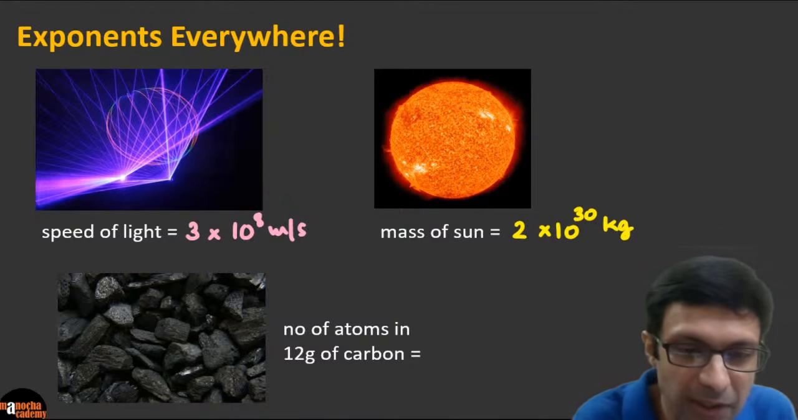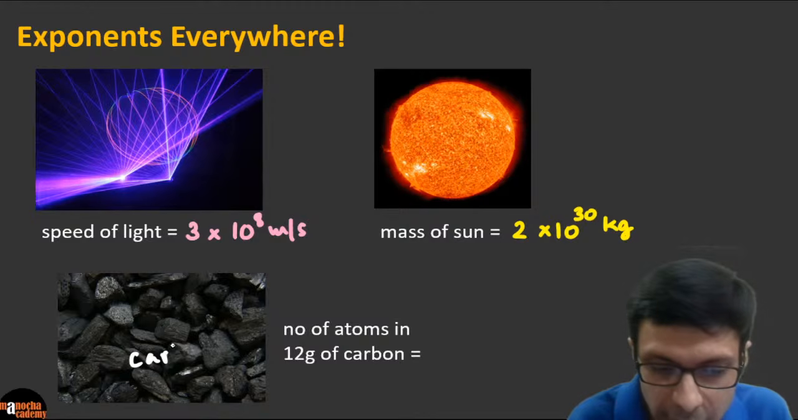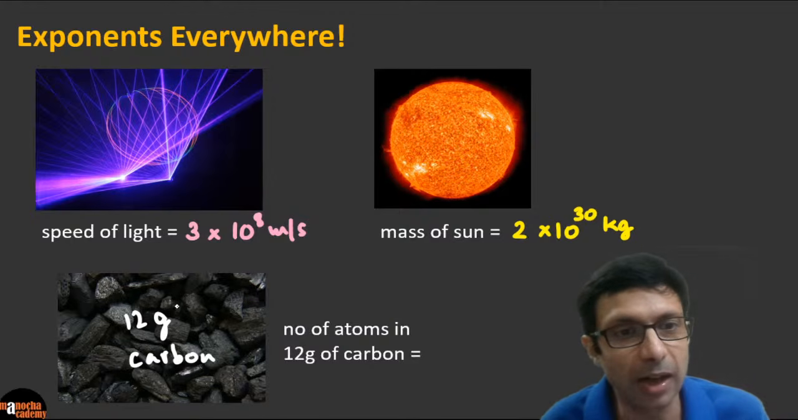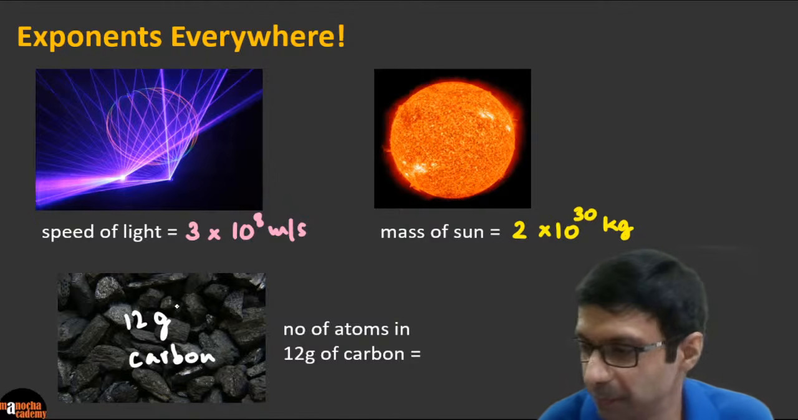So here you can see this is carbon, right? Coal is mainly carbon. So if I take 12 grams of carbon, do you know what is the interesting number? How many atoms of carbon are present in 12 grams of carbon? Okay. I want all of you to try.